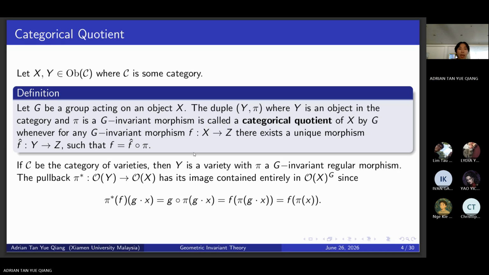And one simple fact that you can see is that since pi is a map from X to Y, and you take the pullback, since pi is G-invariant, any image of the pullback of pi must be G-invariant too. So the image of pi star is entirely contained in the ring of regular functions that are G-invariant, right?